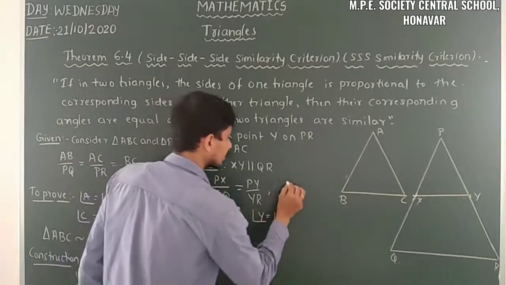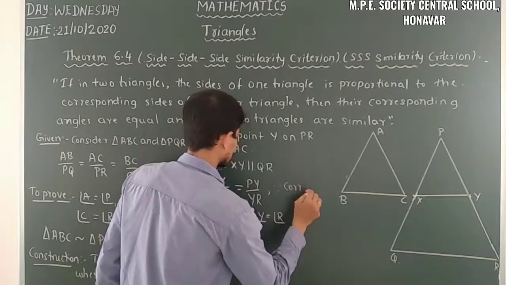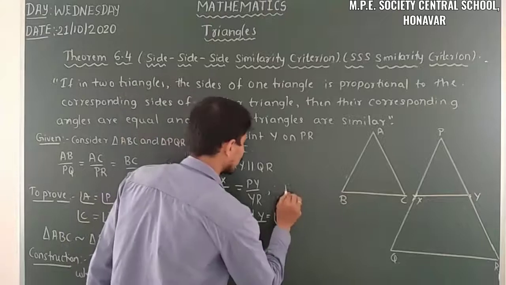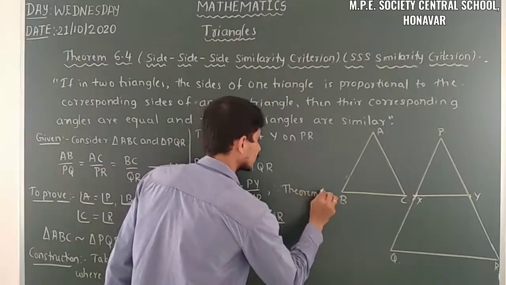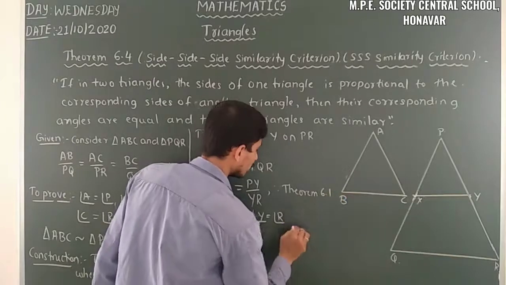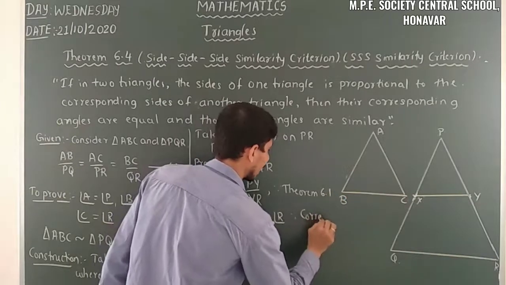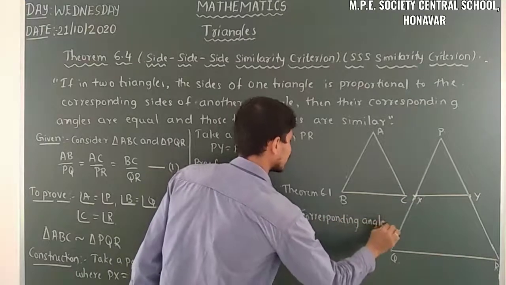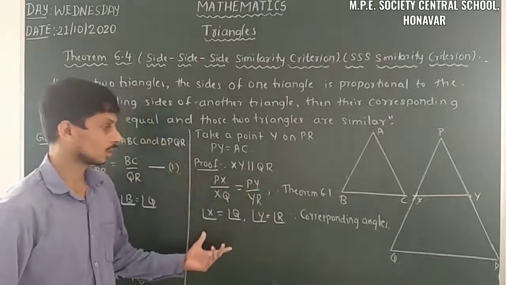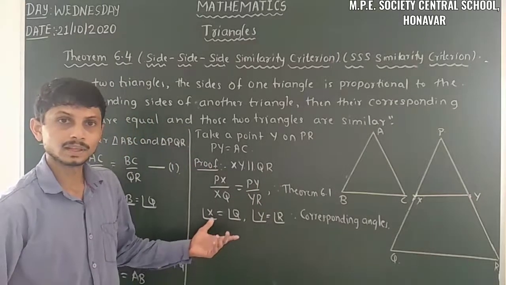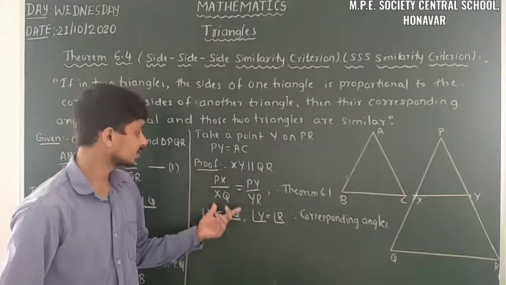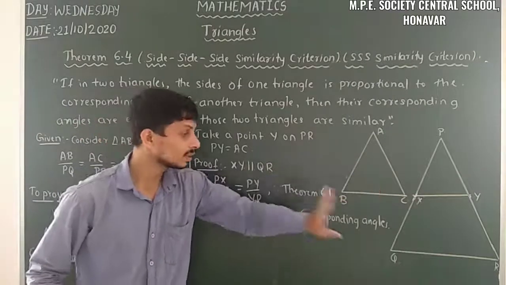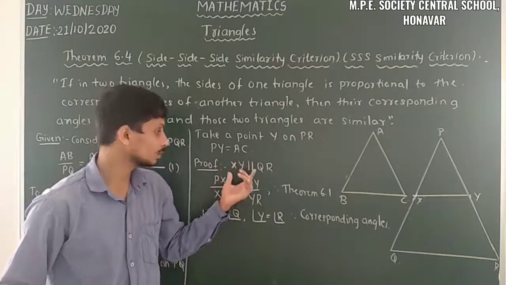So these are the corresponding sides. Here it is from theorem 6.1, and these are the corresponding angles when XY is parallel to QR. So when we have this criterion, PX by XQ is equal to PY by YR, and we can take XY by QR also. So that means these are the corresponding sides.